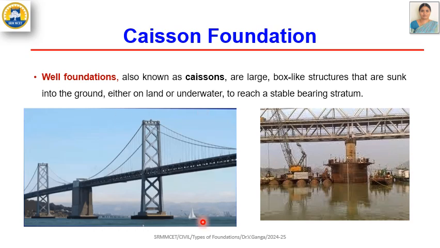This image shows the Golden Gate Bridge, which is a type of suspension bridge. These piers or abutments are supported by well foundations.